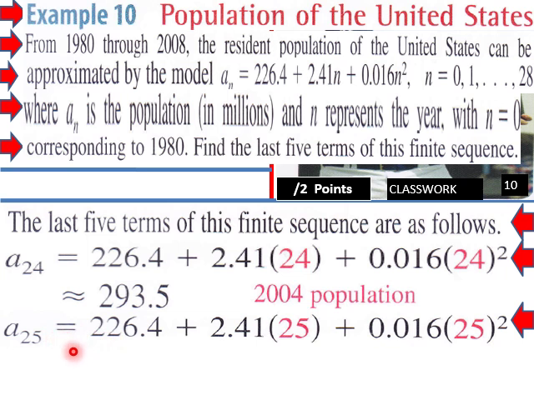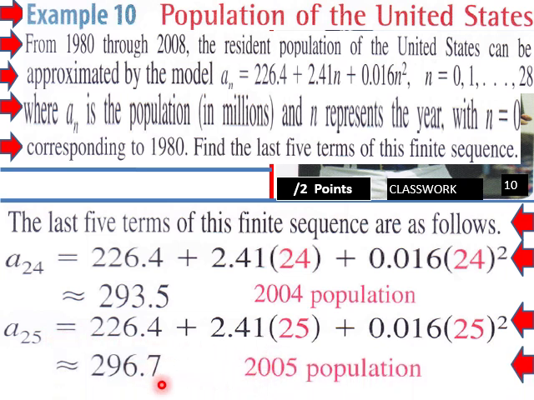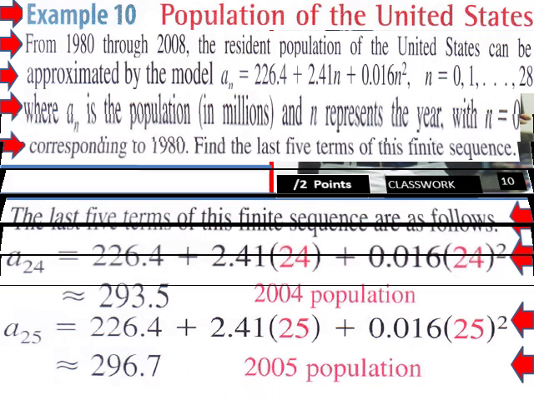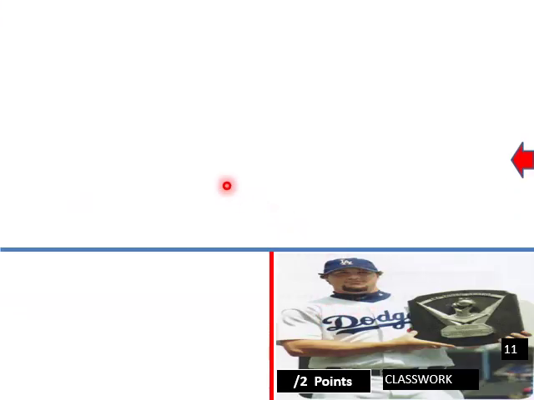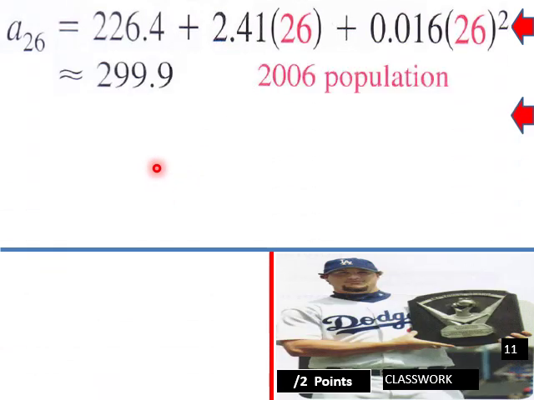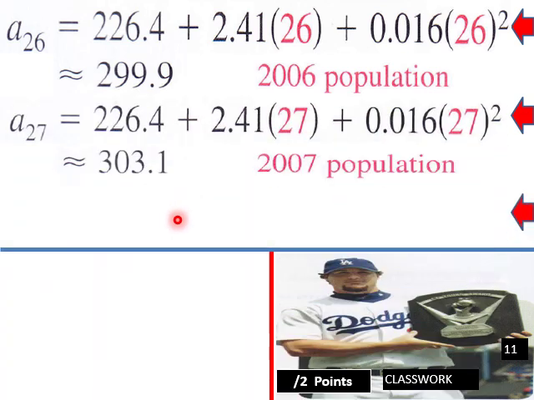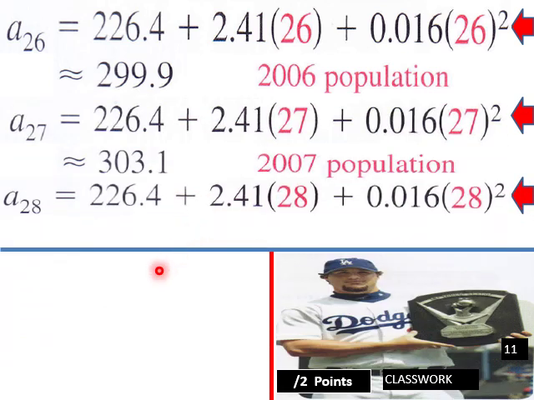And then our year 25 would be this number here, 296.7. And then our year 26 would be this number here, 299.9. And then our year 27 would be 303.1. And then our year 28 would be 306.4. So that would be how that population would expand over that period of time.